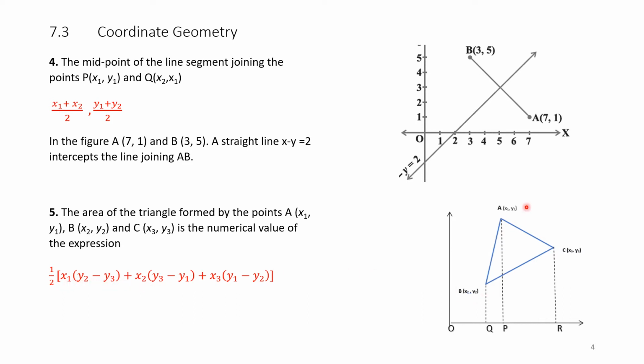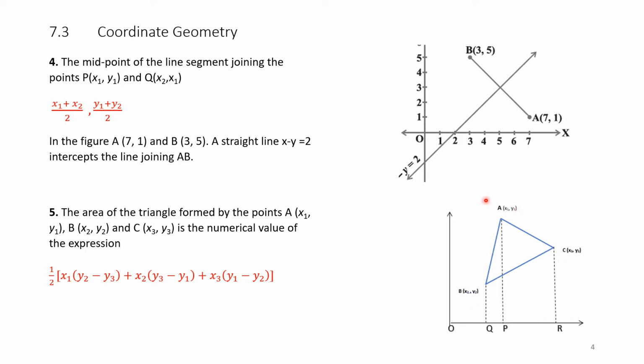You take, for example, the first point. Half is common to all the terms, outside the big bracket, and it is x1 into (y2 minus y3). Similarly, plus x2 into (y3 minus y1), on the opposite side, and plus x3 into (y1 minus y2).